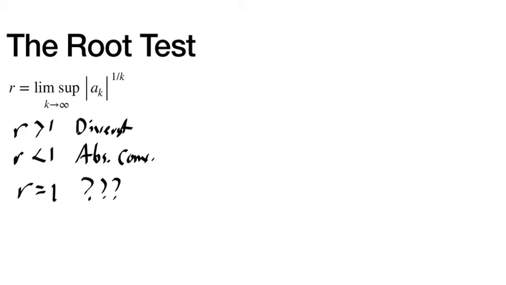Again, if r is bigger than 1, then you can see that it's going to fail the divergence test. We'll talk about that in just a second. But this proof, I think, will go a lot smoother than the last one.